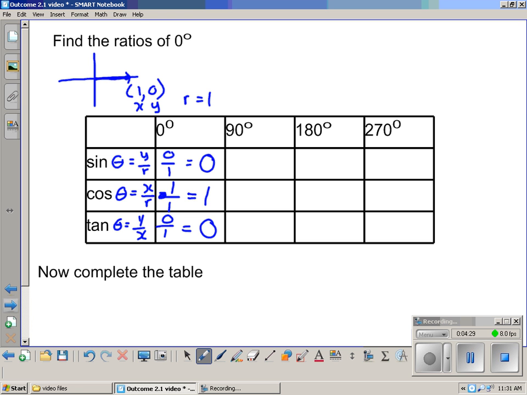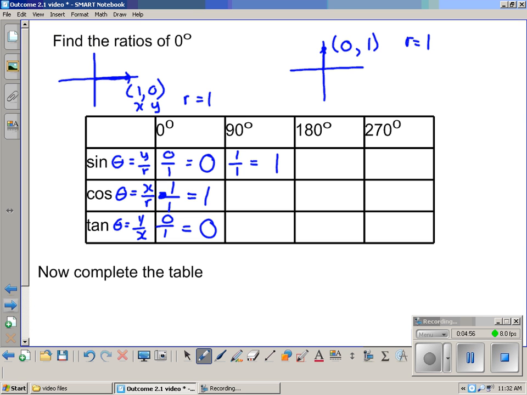I'm going to do one more. If we do 90 degrees, means that we're picking a point up here. In this case, our x value would be 0. Our y value would be positive 1. And our r value, the distance from the center to here, would also be 1. So if sine is y over r, our y value is 1, our r value is 1, and so the sine of 90 degrees is 1.